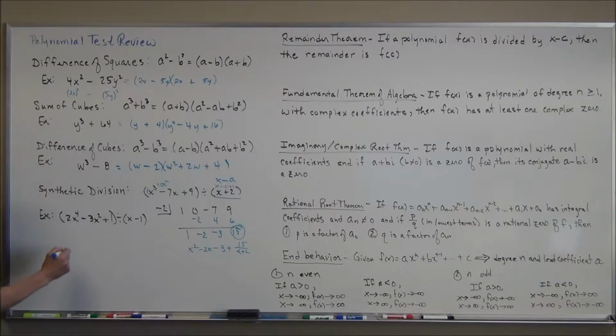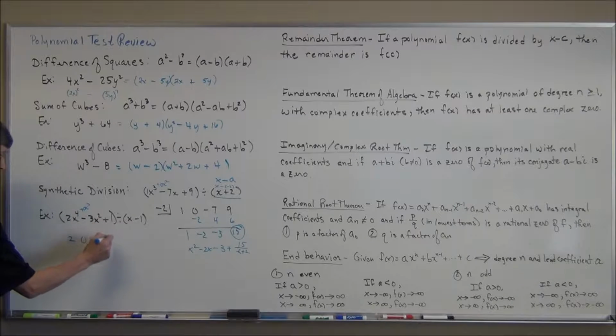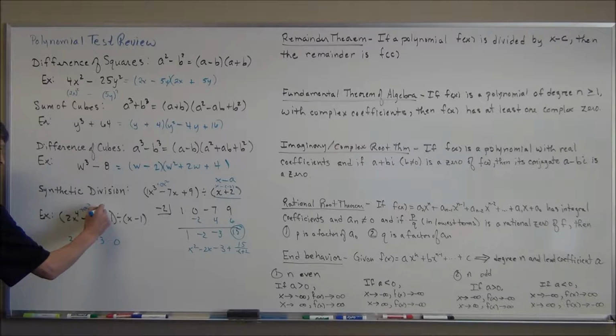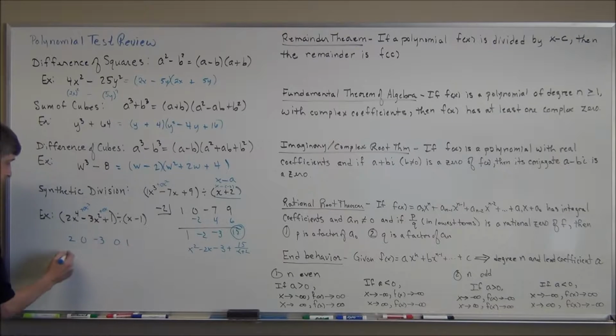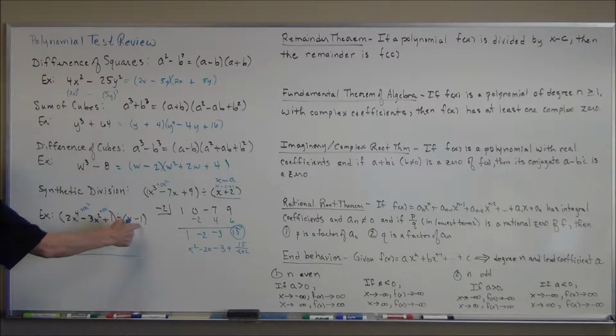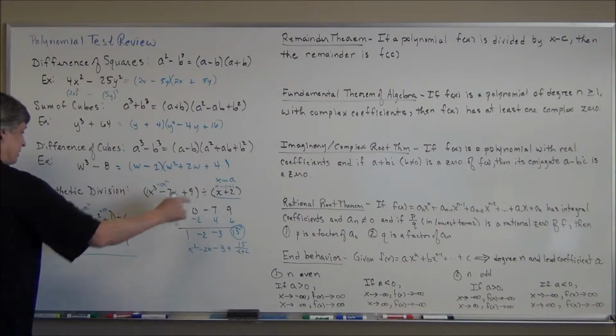All right, here we go. I have a 2, I have a 0 because there's no x cubed. Then I have a negative 3, then I have a 0 because there's no x term. And then I have a 1. In the pocket, positive 1. I know it looks like a negative 1, but it has to be in the form x minus the number.